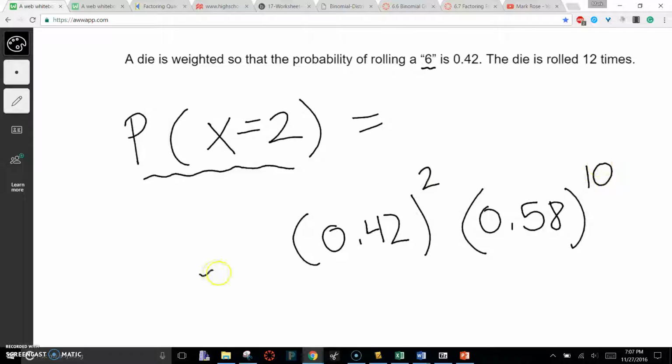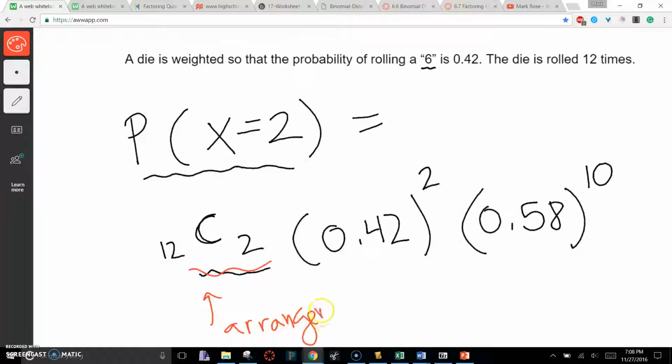And then the last thing I have to figure out is how many arrangements I would have, which would be this combination. So there's 12 trials, and I want 2 successes. So this, again, would be my arrangement, which is going to be a very big number. This is going to be my success, and this is going to be my failure.